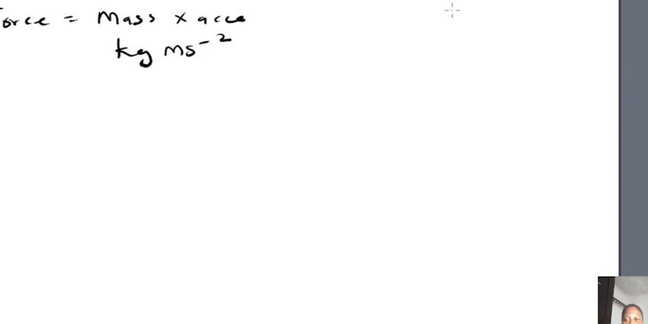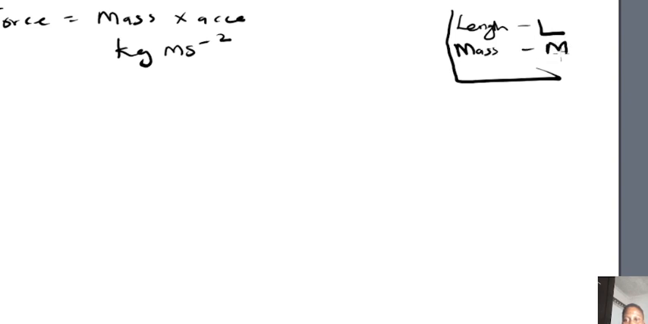Let me rewrite the 3 dimensions. We already accepted that length will be capital L, mass will be capital M, and time will be capital T. So kg now, which is mass, will be represented with capital M.